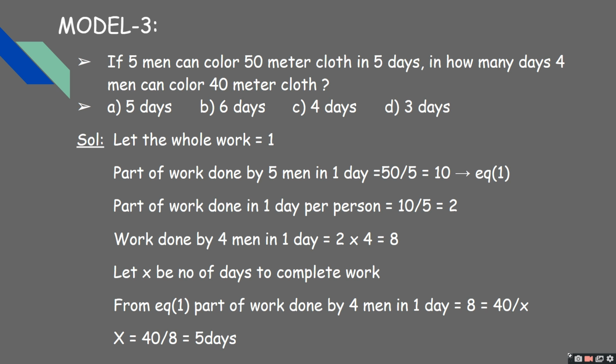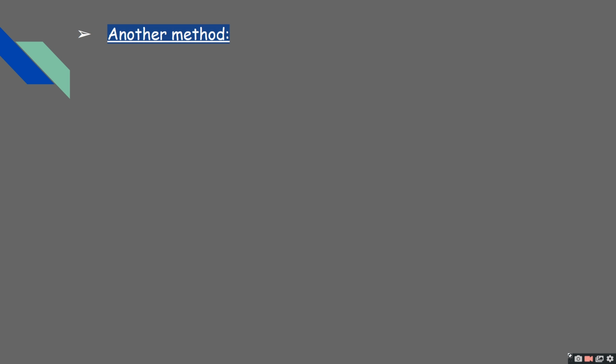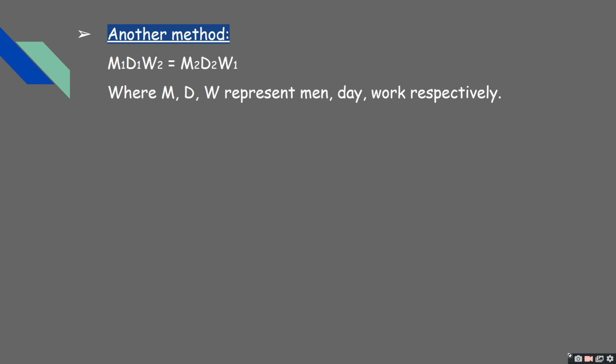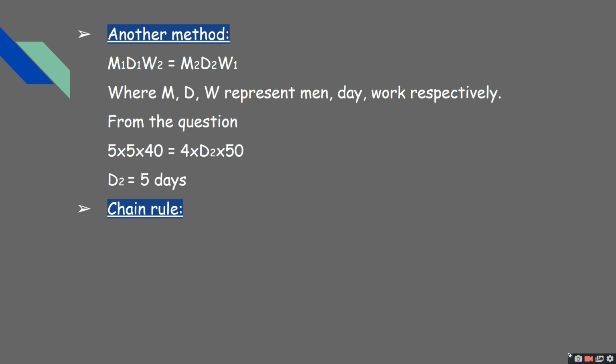The question can also be done in another model. The other model is M1 D1 W2 equals M2 D2 W1. Here M represents men, D represents days, and W represents work. M1 is the first condition given in the question, so it is 5 men. M1 is 5, D1 is 5, W2 is 40, and M2 is 4. D2 we have to calculate. W1 is 50. By calculating D2, we got 5 days. This is the simplest method to solve this kind of question.